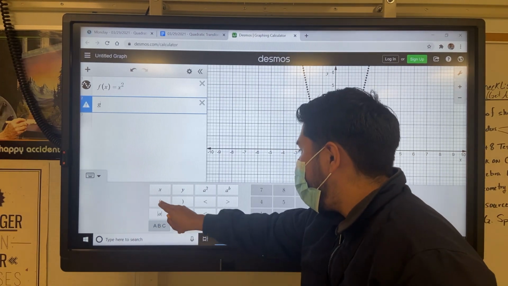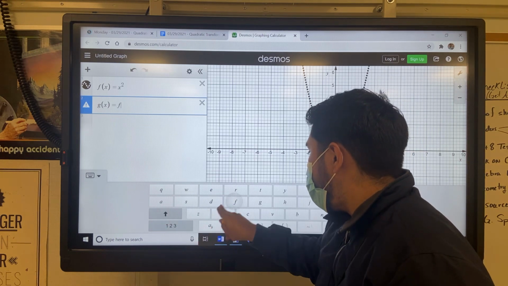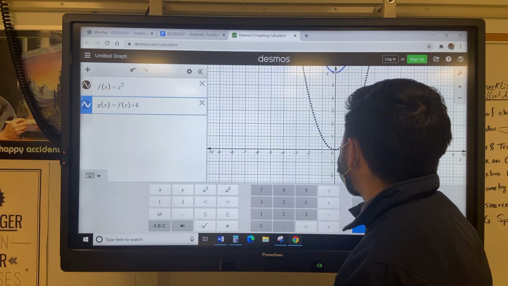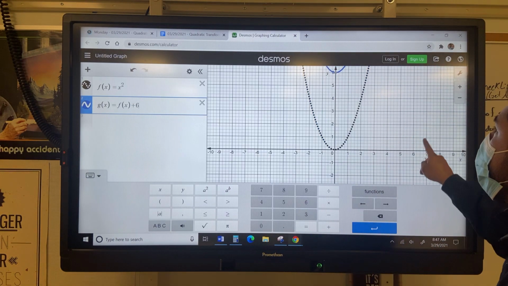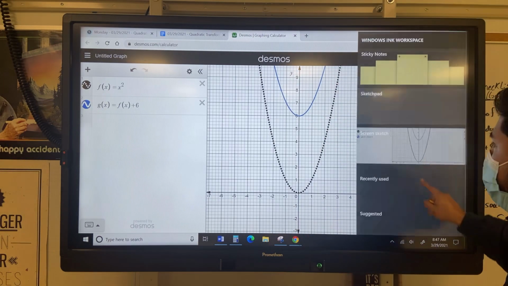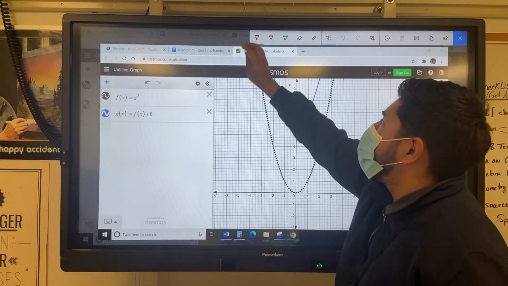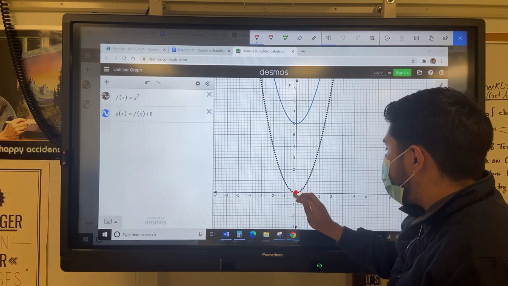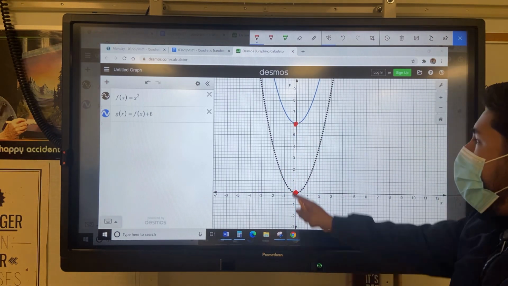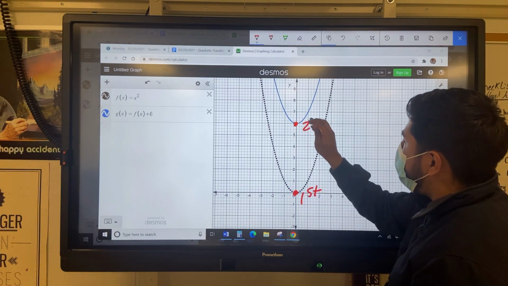G of x equals f of x plus 6. You can't see it. It's right there, a different color. Let's talk about it. So I'm going to identify the vertex for the parent function, 0, 0, and the vertex for the next function. What happened? This is my first point, and this is my second point.